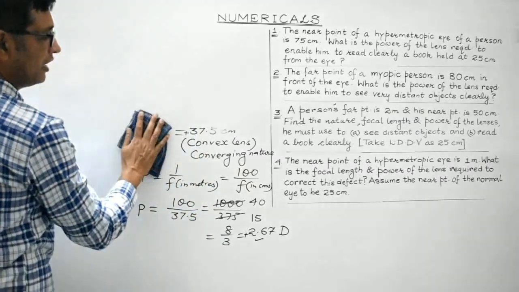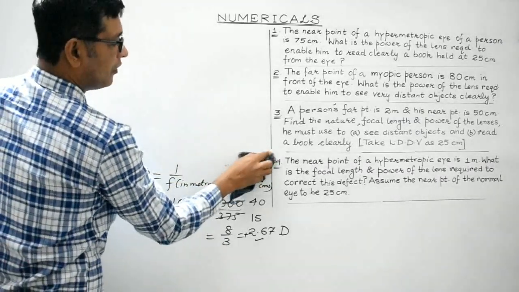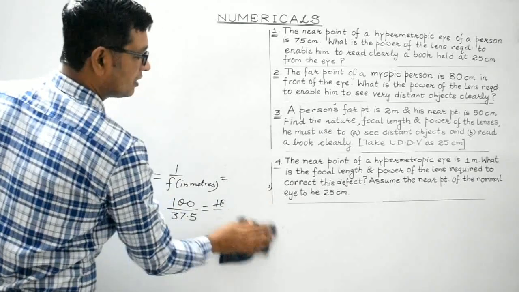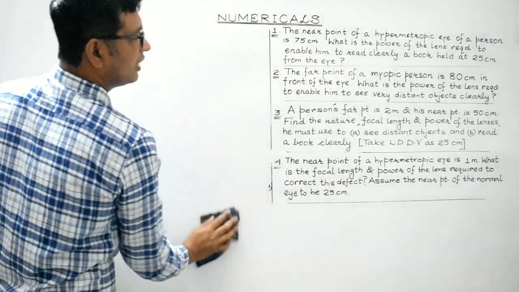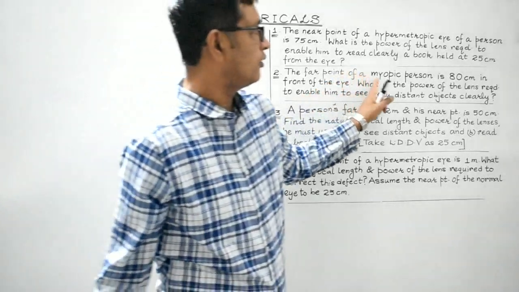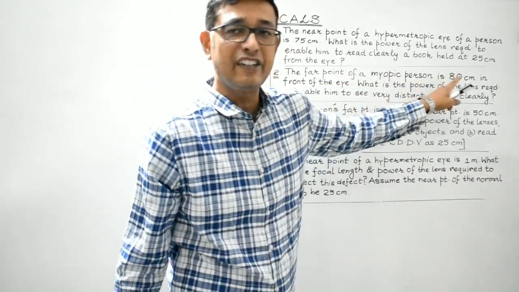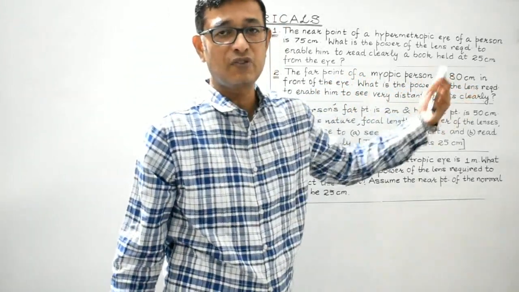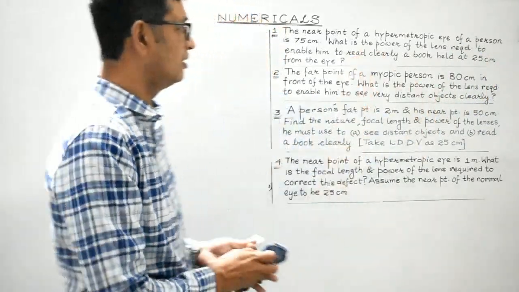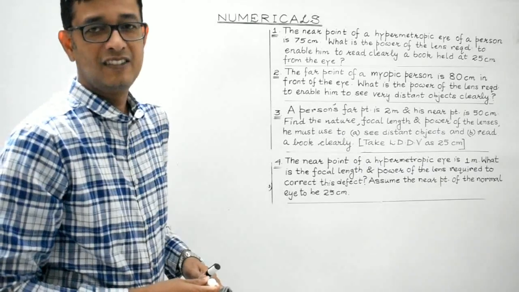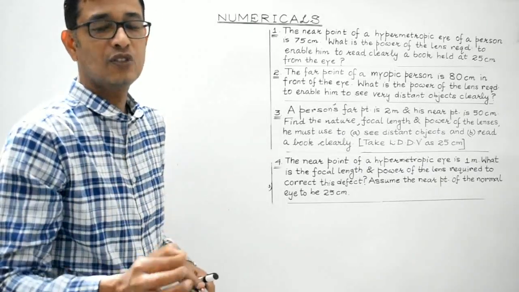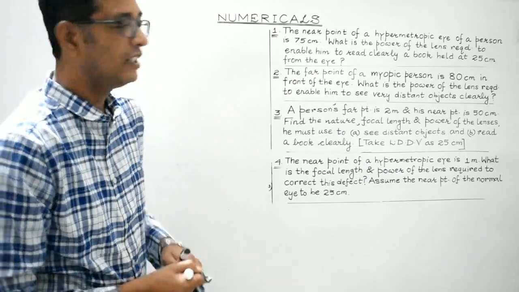So in such a case, what happens is, the far point, which for normal cases is infinity, decreases for a myopic person, right? In this case, the far point of the myopic person is given to be 80 centimeter. So it decreases from infinity to 80 centimeter, right? And in order to treat a myopic eye, a diverging lens of suitable power is to be used, right?